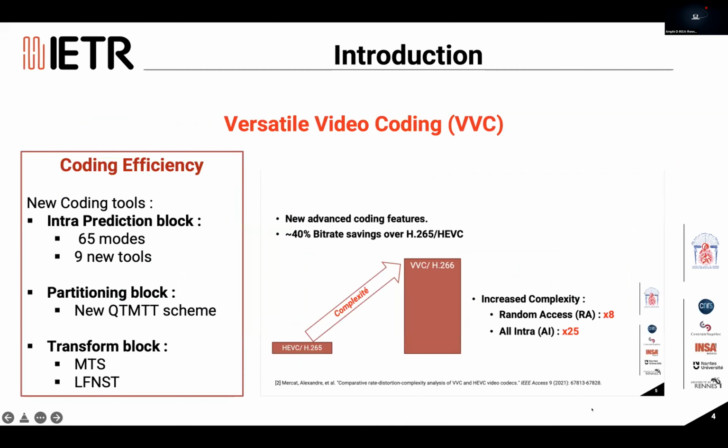This massive increase requires a new video coding and compression standard more efficient than the current ones. So, in 2020, the JVET team introduced the Versatile Video Coding standard that provides new coding tools, such as the increased number of modes in intra prediction, and more new tools: the introduction of the new quad-tree with nested multi-type tree structure for block partitioning, and the multiple transform selection and the low-frequency non-separable transform for the transform block.